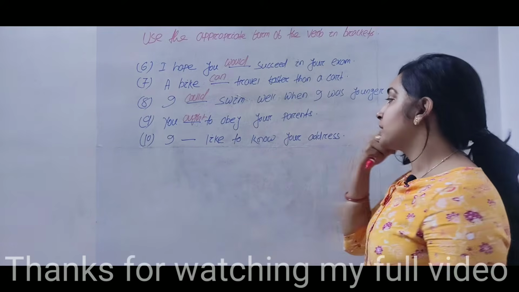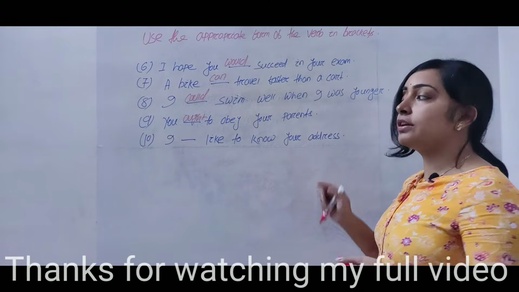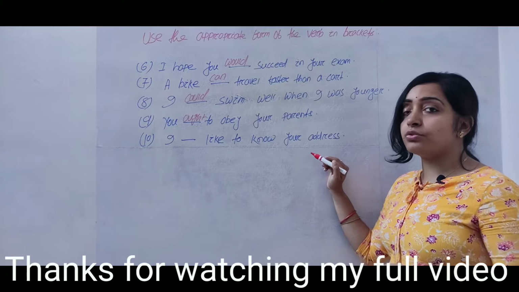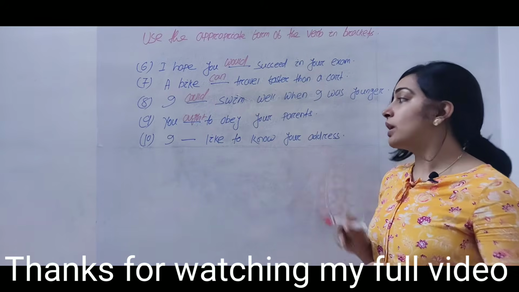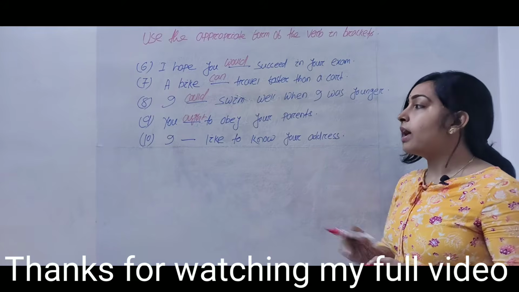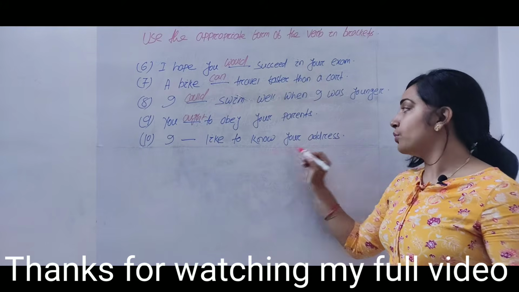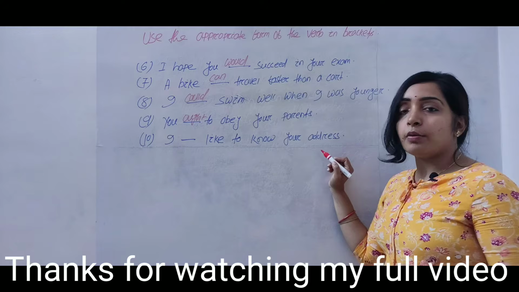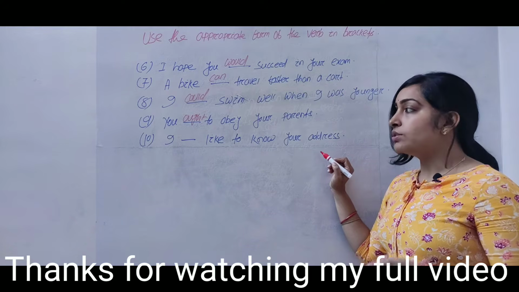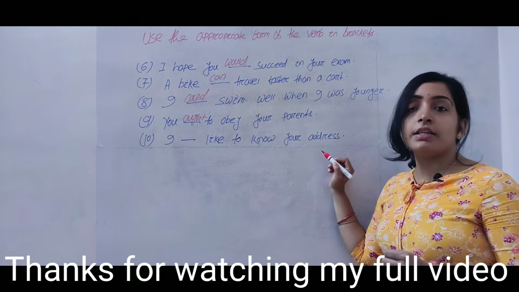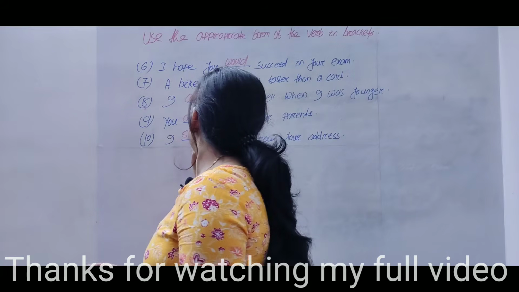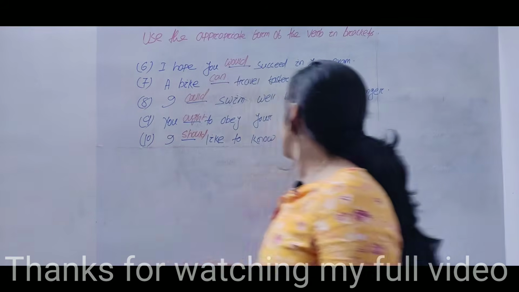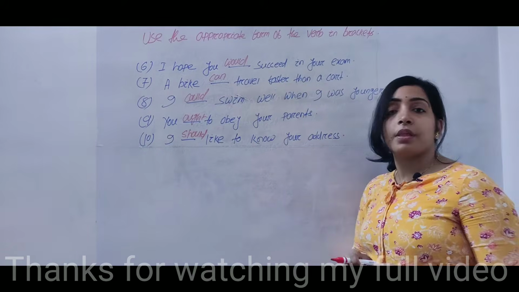Next sentence, I dislike to know your address. Here the sentence refers to a polite request. What should be here? That means I should like to know your address. Another form you can say: if you don't mind, would you say your address please? So here, I should like to know your address.